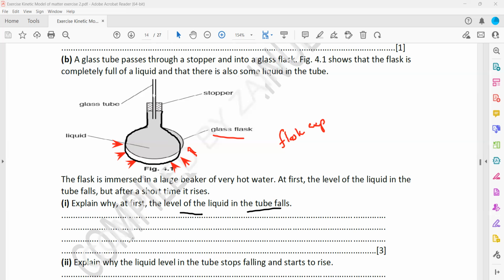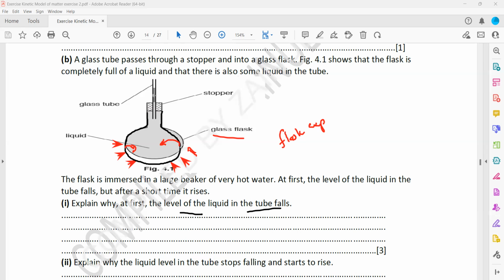Then why does the level of the liquid in the tube stop falling and start to rise? Now the energy transfers from the flask to the liquid, and the liquid absorbs energy and will start to expand. And the expansion of the liquid is more. That's why it will rise more.